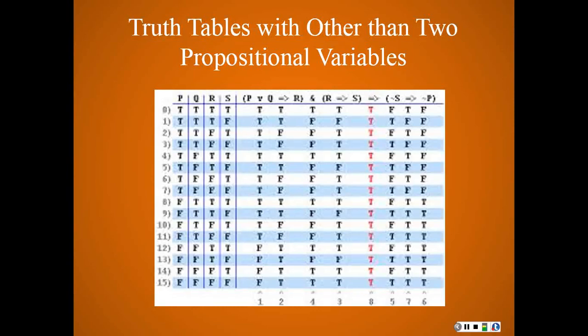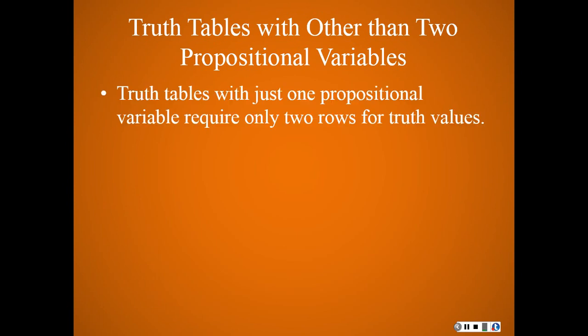Last week, we learned how to fill out truth tables for formulas that had two propositional variables. So to start out with this week, I'd like to talk about how to generalize that procedure, how to create truth tables for formulas with any number of propositional variables. So let's begin by looking at truth tables that have just one propositional variable.